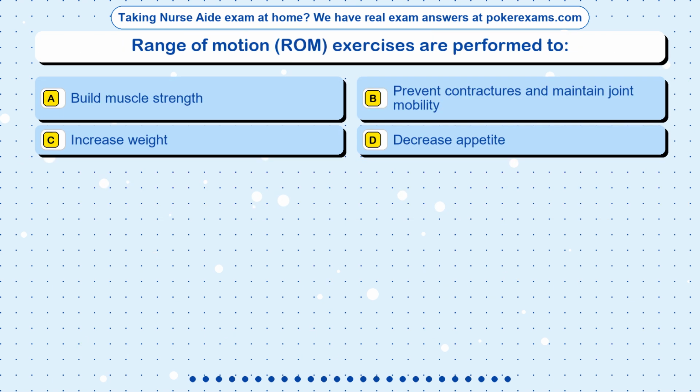Question 12. Range of motion (ROM) exercises are performed to: Option A. Build muscle strength. Option B. Prevent contractures and maintain joint mobility. Option C. Increase weight. Option D. Decrease appetite.